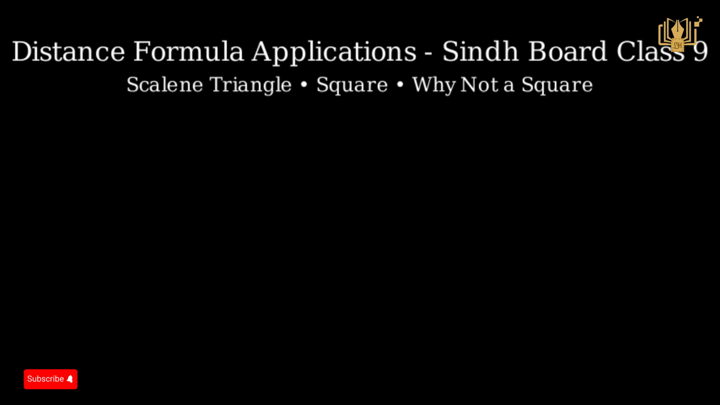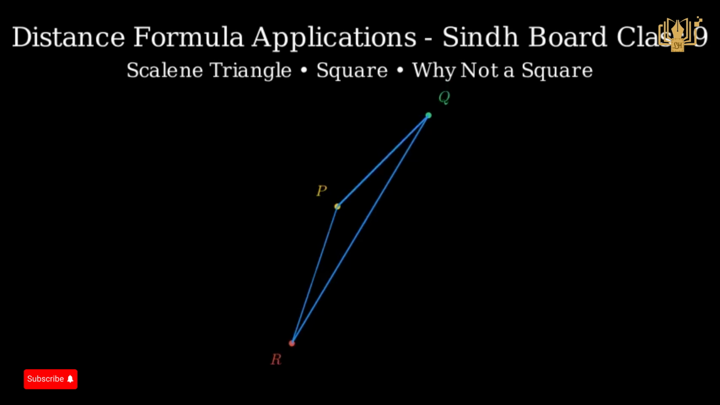Question 7. We will show that the points P(1, 2), Q(3, 4), and R(0, -1) are the vertices of a scalene triangle. A scalene triangle means all three side lengths are different. First, let us place the 3 points and draw the triangle.